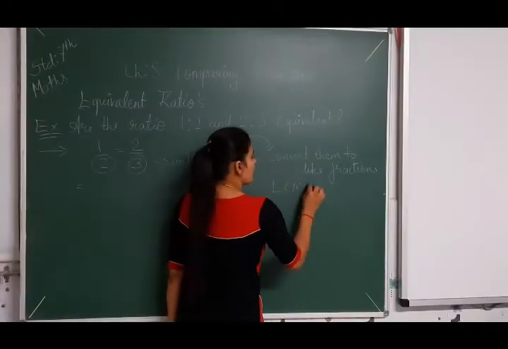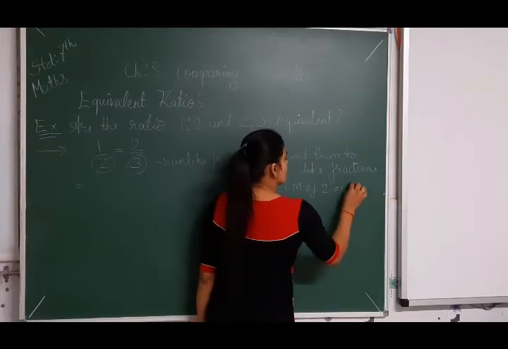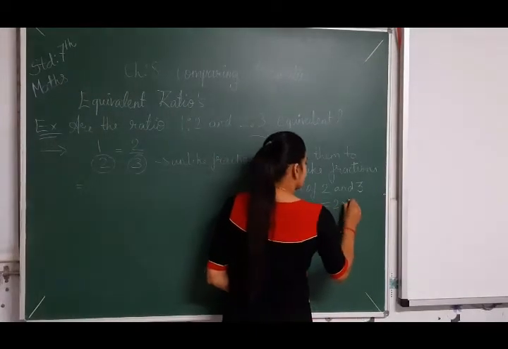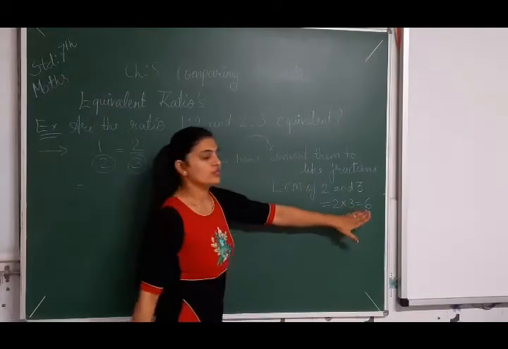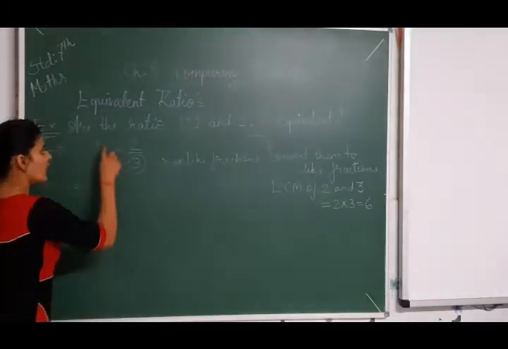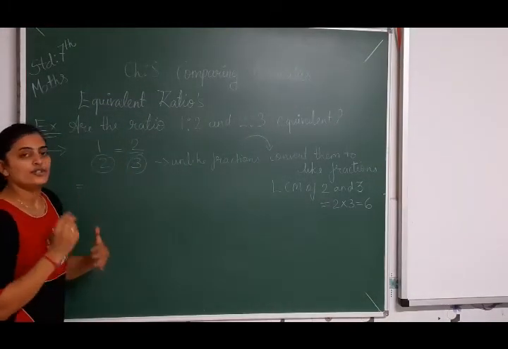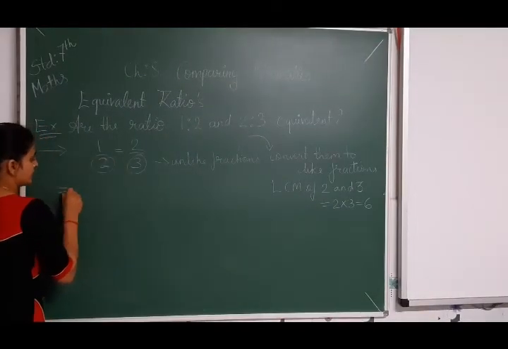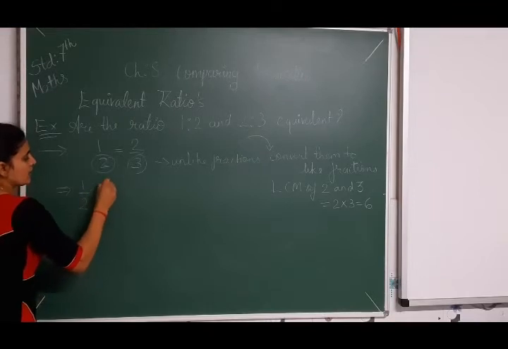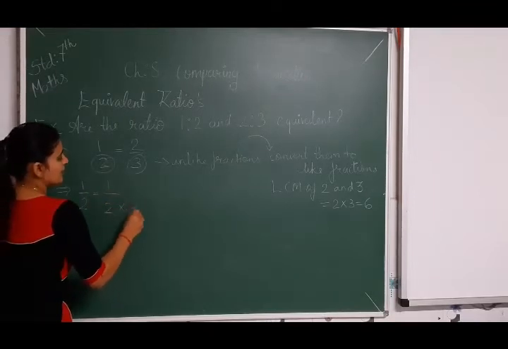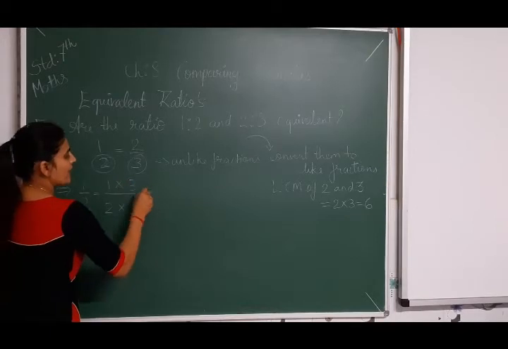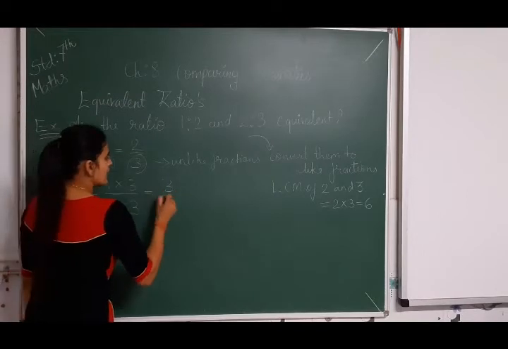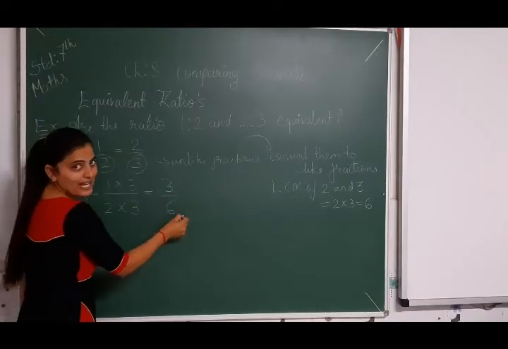So LCM of 2 and 3 is 2 3s are 6. So 6 is the LCM. Now here 1 by 2 we will convert into the denominator 6. So what do we have to multiply with the 2? Here 1 by 2 will be multiplied by 3. Denominator and numerator both will be multiplied by 3. So 2 3s are 6 and 1 3 is 3. So 1 by 2 can be written as 3 by 6.